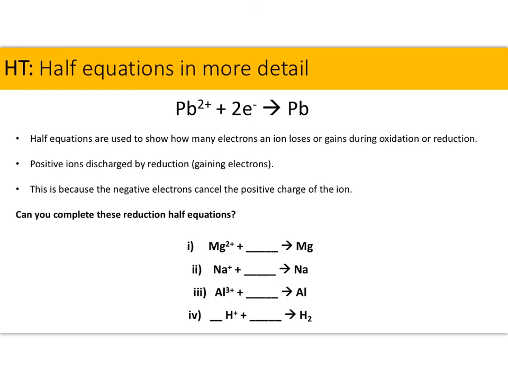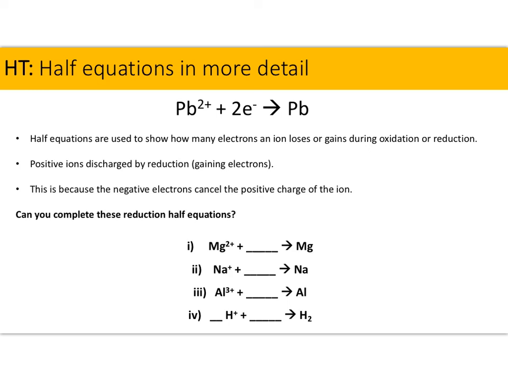So in the higher tier part of the course, to do the higher paper, one of the things that you've got to be prepared to do are half equations. Remember, we've done these briefly in the redox topic. They are a very useful way of showing how many electrons an ion loses or gains during oxidation or reduction. We know that positive ions will be reduced because they'll gain electrons.